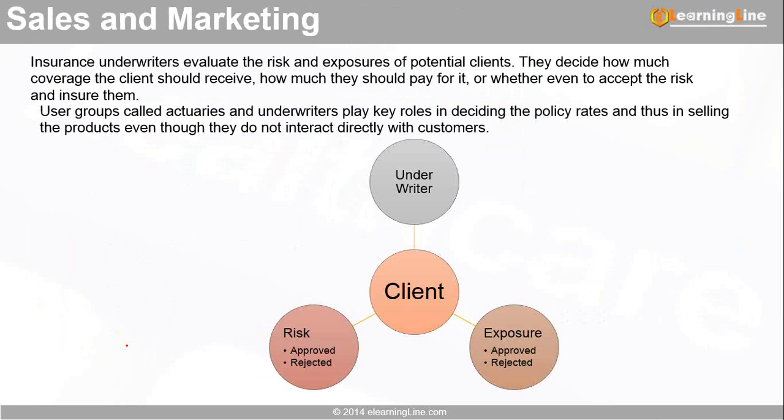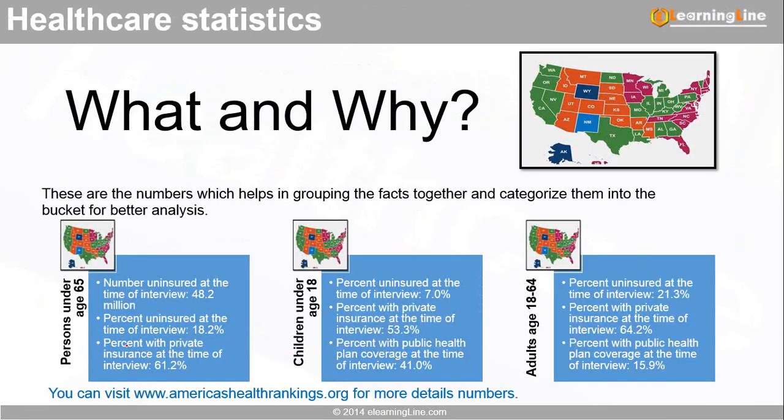The user groups called actuaries and underwriters play a key role in deciding the policy rate, and thus in selling the product. Even though they do not interact directly with the customer, behind the scenes they play a very big role. That's why the sales and marketing workforce has underwriters and actuaries, who are in very strong, responsible positions, and the company relies heavily on them because they determine what the risk is and how to overcome that risk.